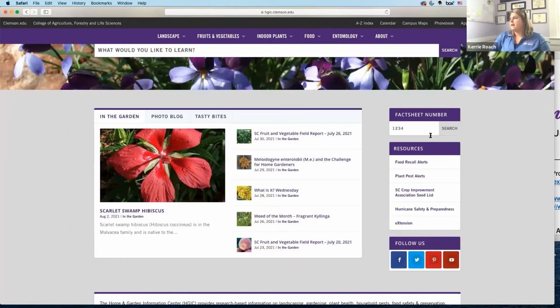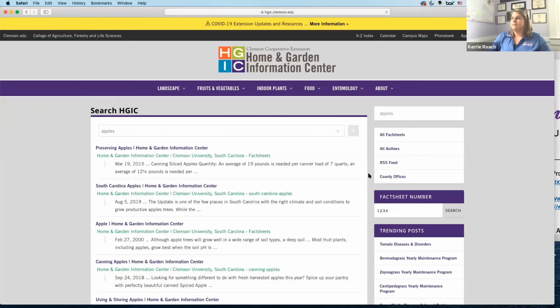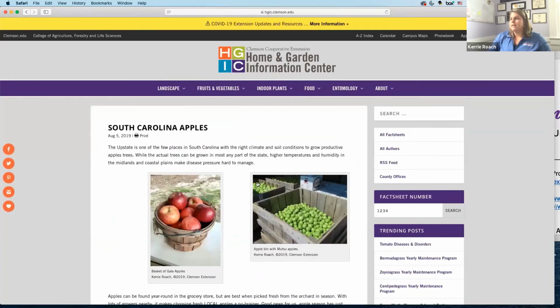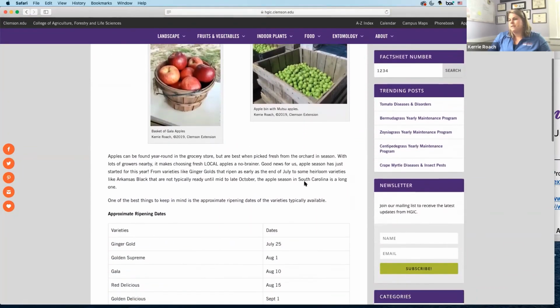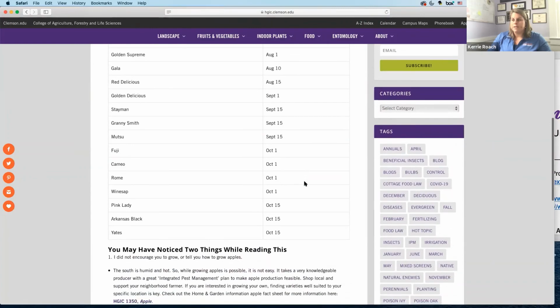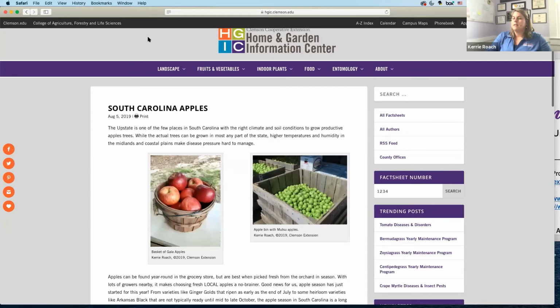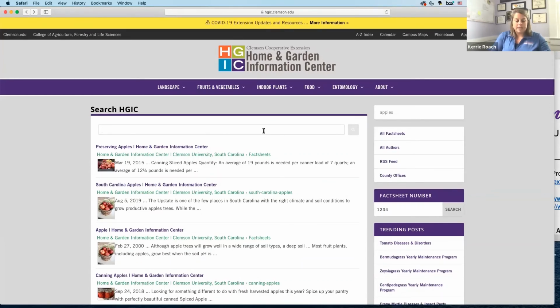If I'm trying to find, just because it's my favorite, we'll search apples. So we can look here and find information about apple production in South Carolina. It gives just all that information that you might want. There's lots of fact sheets, lots of information. They have a blog with different posts multiple times a week. So it's a wealth of information. You can type in anything.